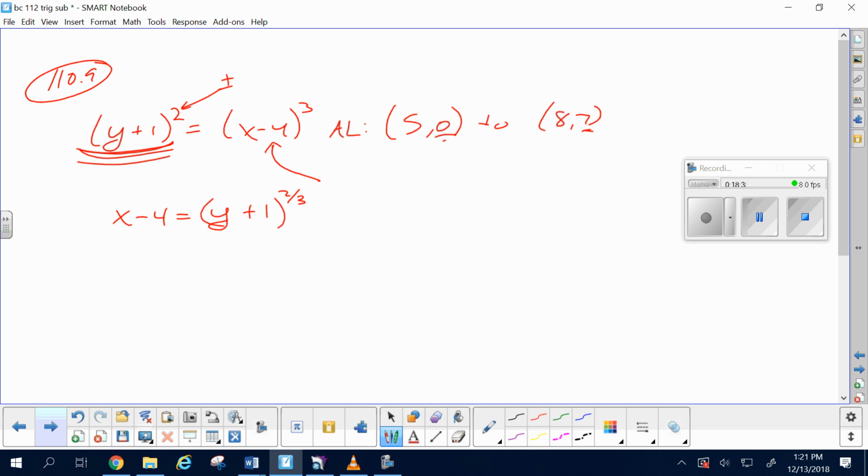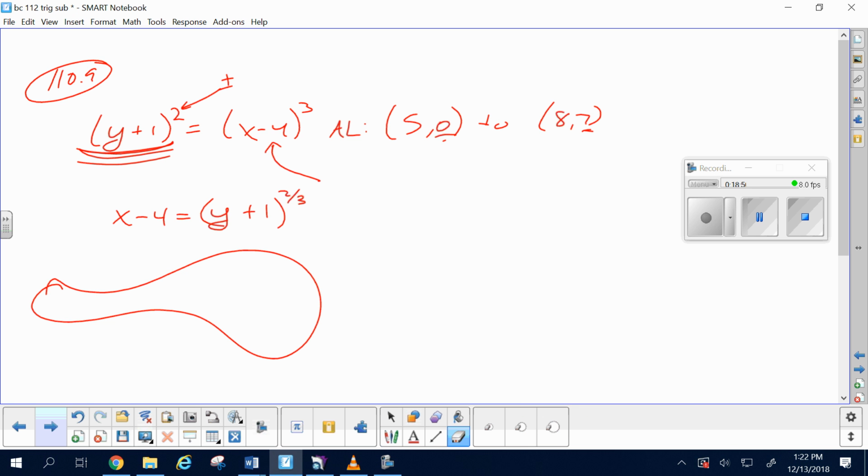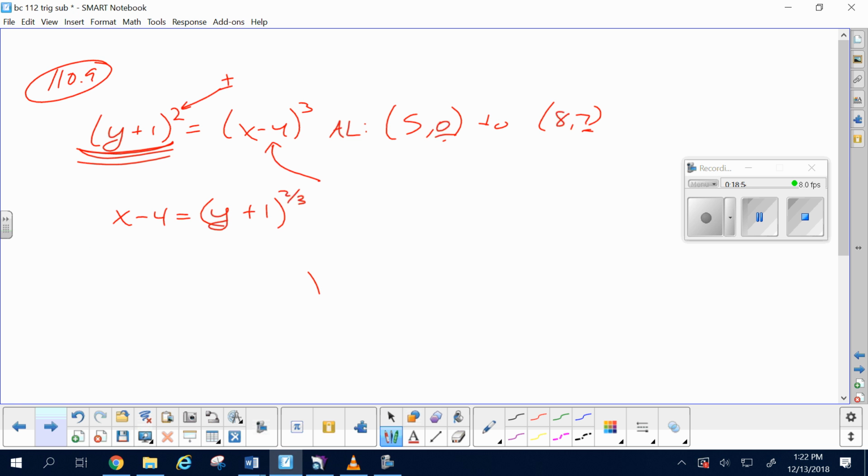And so it would be y plus 1 to the 2/3. Again, that graph, you have no idea what it looks like. It's called a closed curve, and it could look like this. It's not a parabola. It's not like anything you know. There's too much gray area. So avoid the plus or minus by using the cube root. So x is 4 plus y plus 1 to the 2/3.